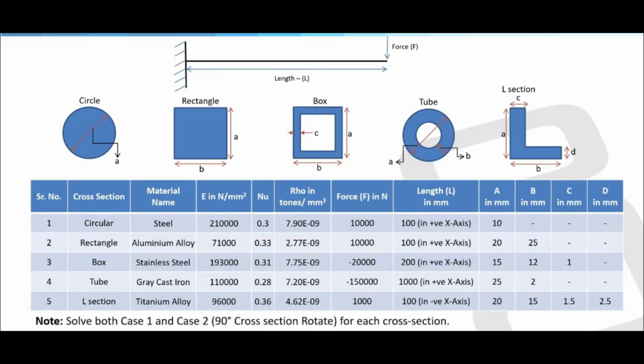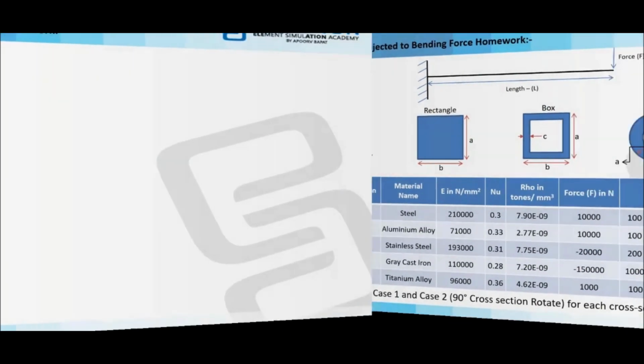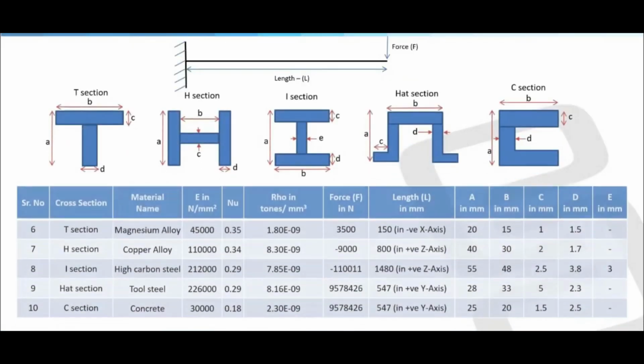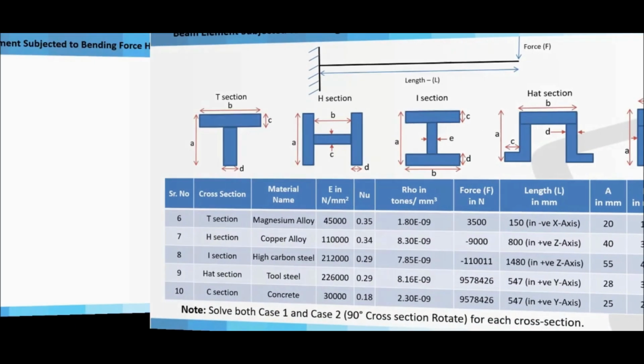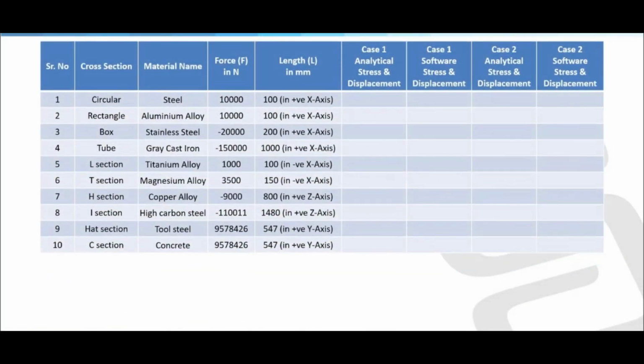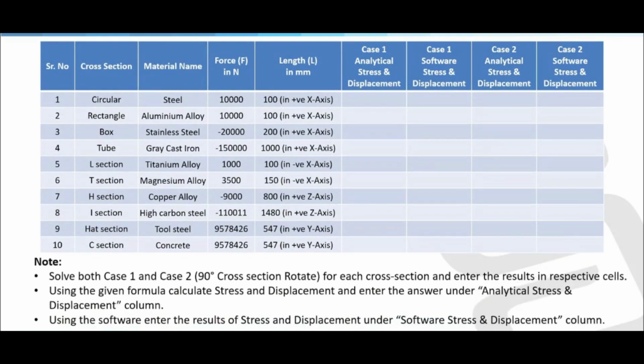Now in some of the cases it is possible that after rotating the problem will remain the same, so you don't have to solve those, but for those cross sections that are going to change after changing the orientation, you will have to solve them and input the values in the table. These are the first 5 problem statements. These are the next 5 problem statements for a total of 10 problem statements. And here you have the table where you have to input the values, analytical as well as those obtained from the software. So this is it for this session.